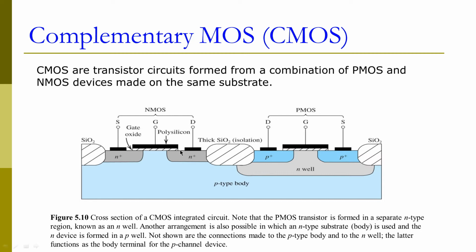In this way, we can make an NMOS transistor and a PMOS transistor on the same substrate, and it will be much easier to make an amplifier in this case, or some other applications like an electronic switch or inverter.